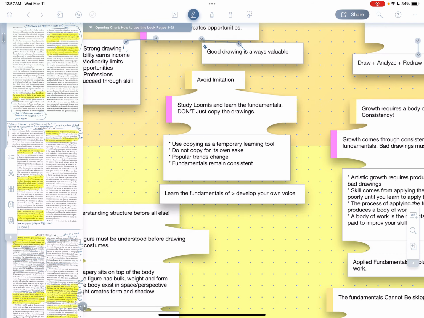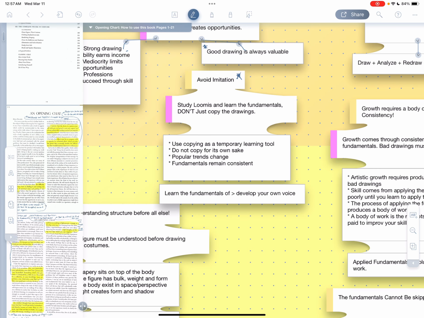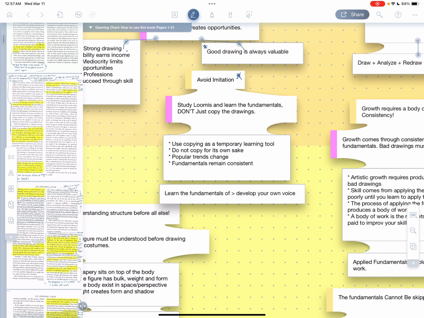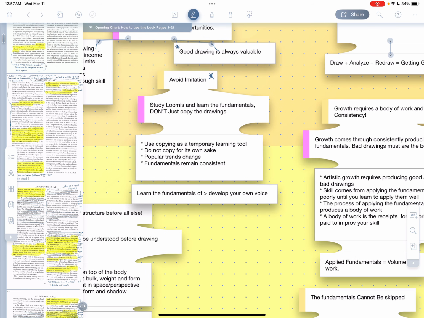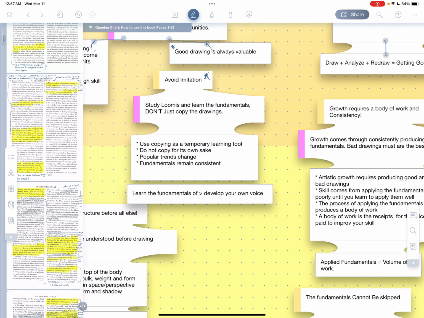Avoid imitation. Now, this was like the hugest thing ever. This is like one of the biggest upgrades I got out of this book. He pretty much tells you in the first 26 pages repeatedly, in a very nice 1950s way, don't copy me. He says it multiple times. Do not copy him. This is my note, but he says, study Loomis.